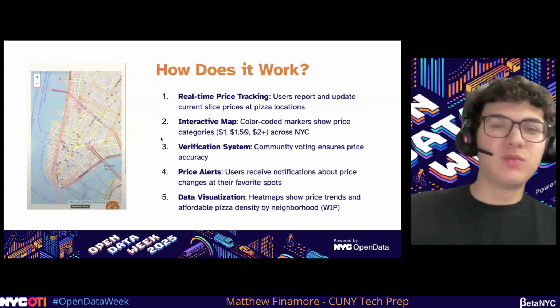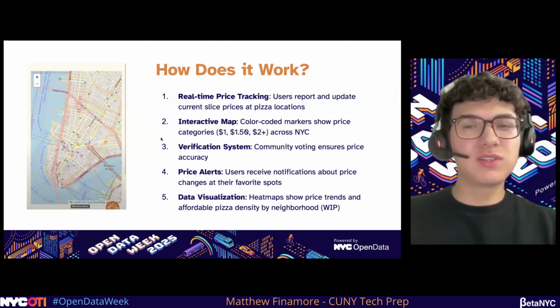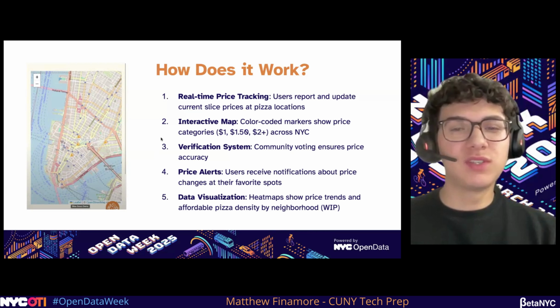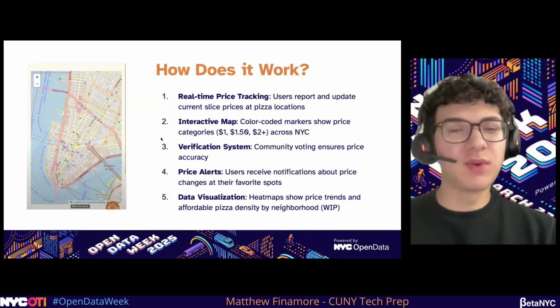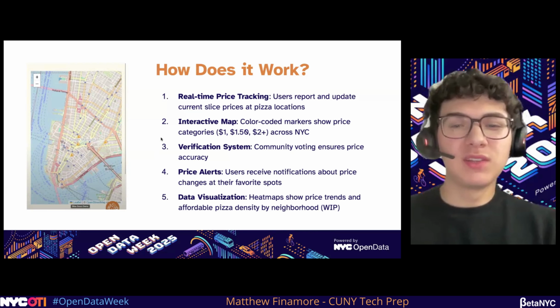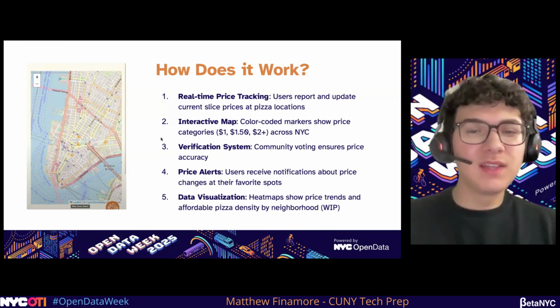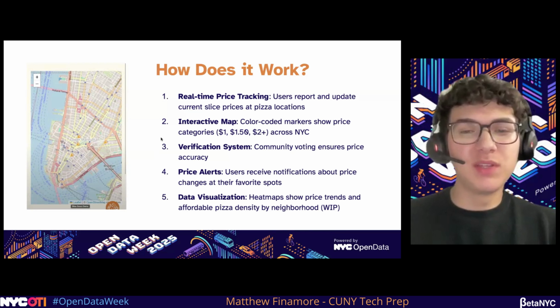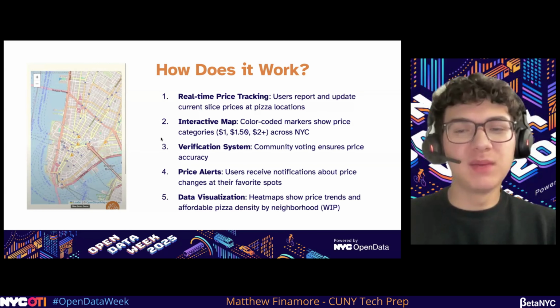So how does it work? Real-time price tracking: users can report and update current slice prices at pizza locations. We also have an interactive map. There are color-coded markers that show price categories, so $1, $1.50, $2, the common slice prices across New York City. A verification system: there's community voting that ensures price accuracy. And price alerts: users receive notifications about price changes at their favorite spots. And data visualization. This is something that we are working to add: heat maps that show price trends and affordable pizza density by neighborhood.